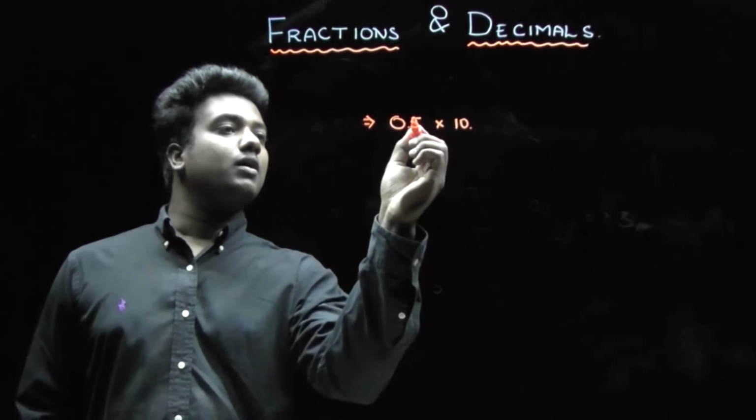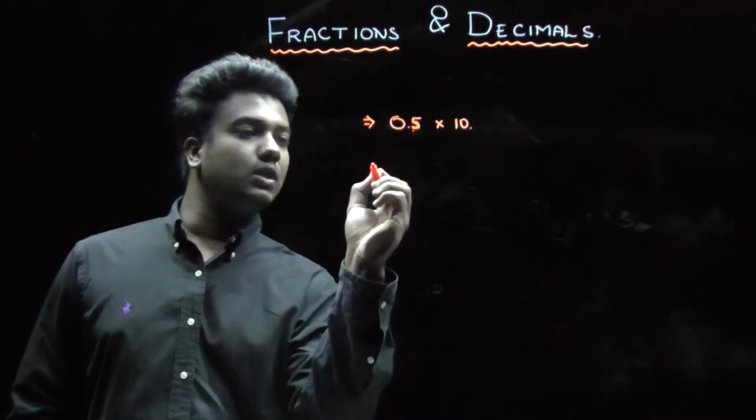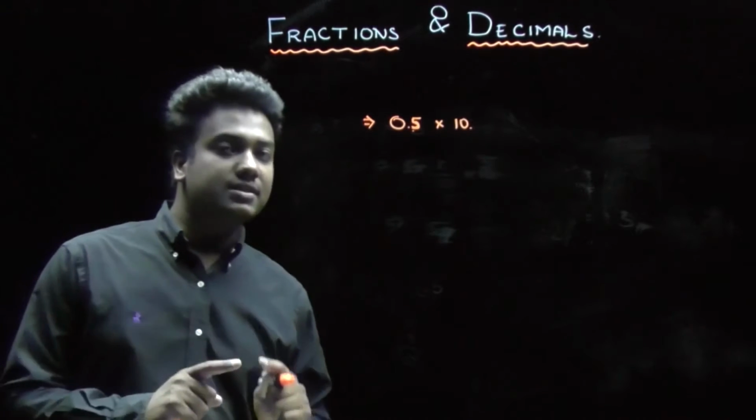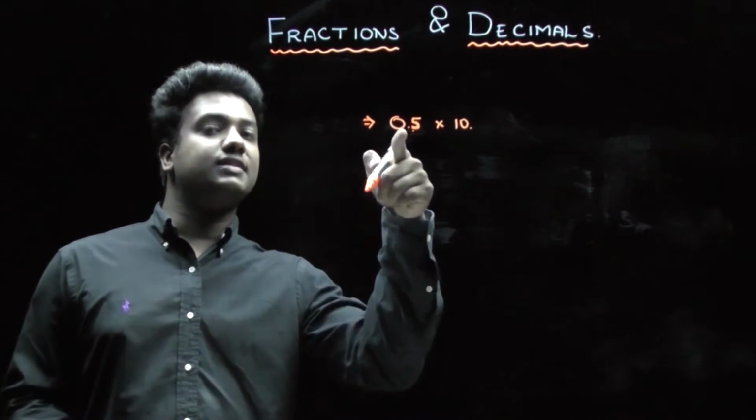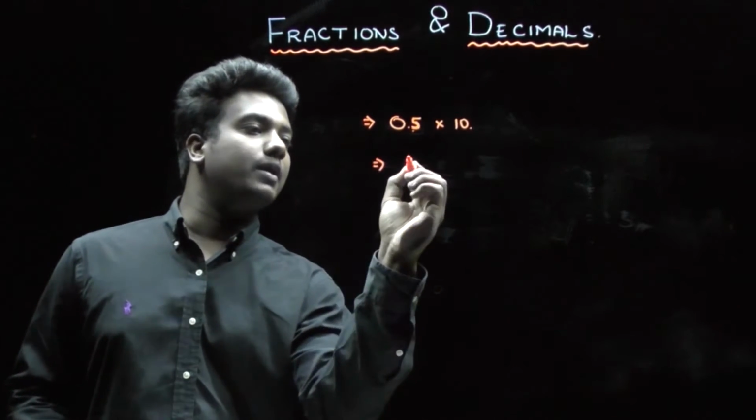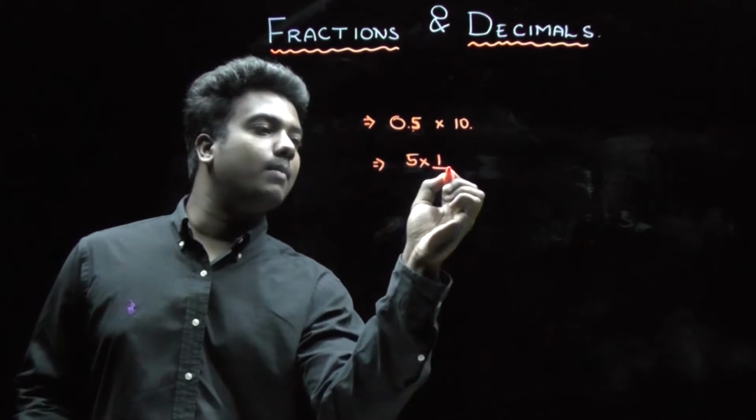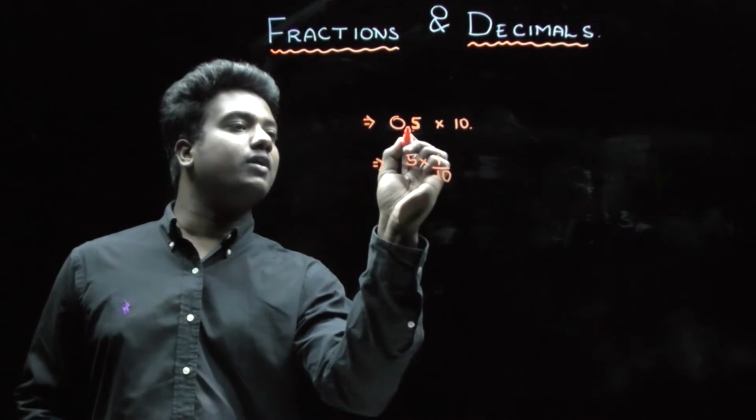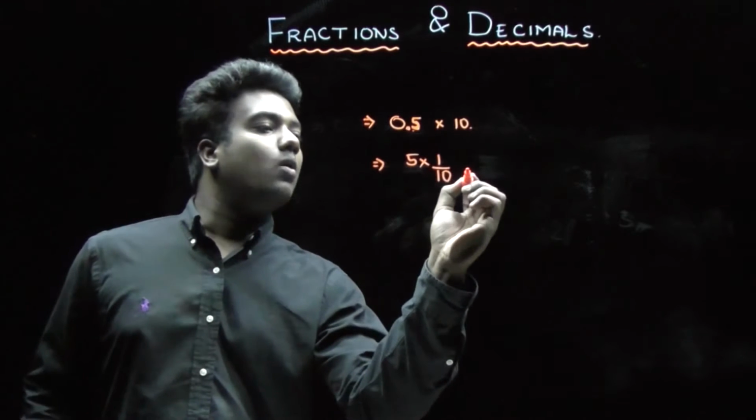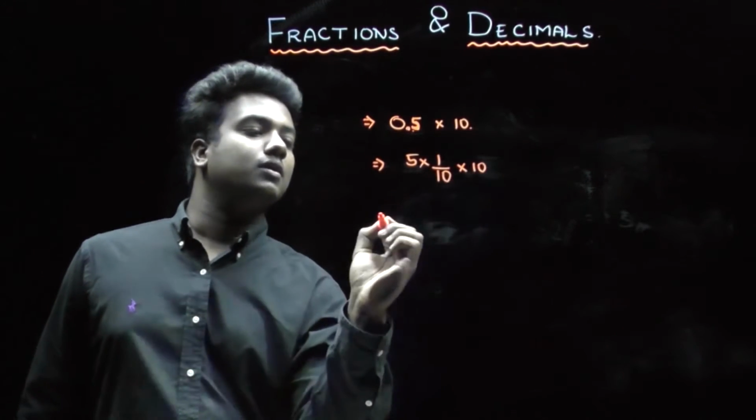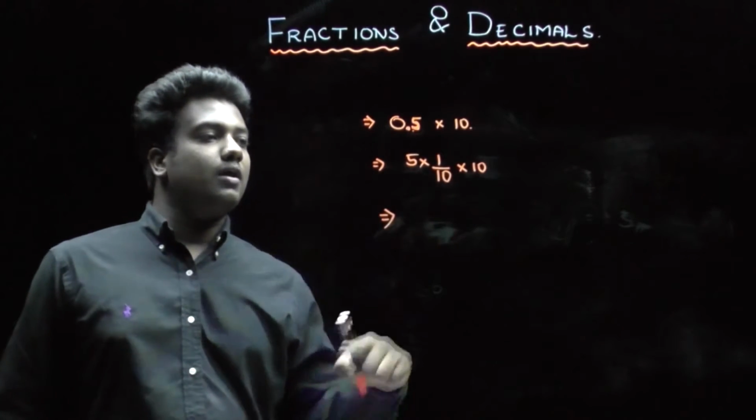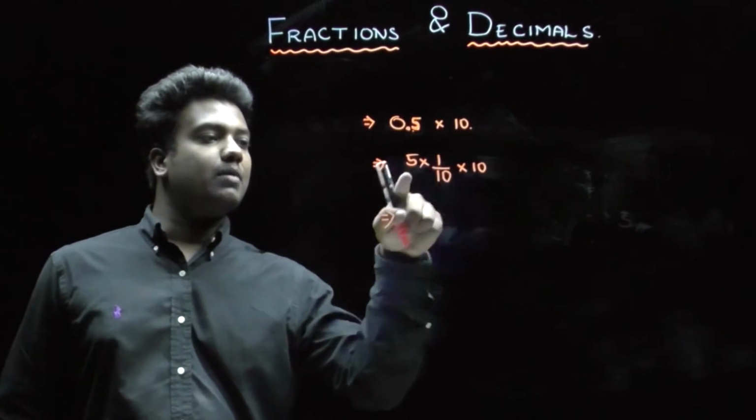So here if you observe, the decimal is being multiplied with a whole number. So now the first step you have to do is you need to convert this decimal into the fraction. So it will be 5 into 1 by 10. Why? Because after decimal is the tens place. Now this is being multiplied with the whole number. So finally, if you observe here, this is a fraction and it is being multiplied with a whole number.